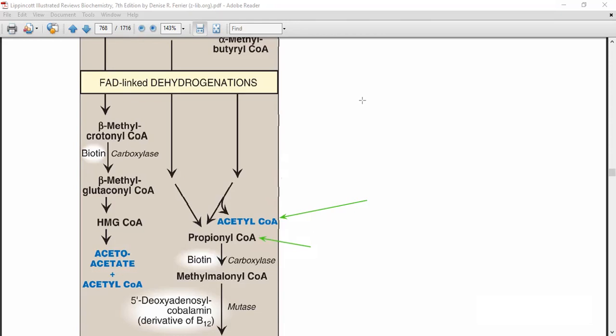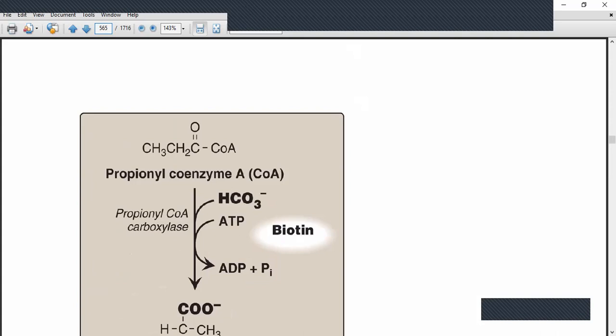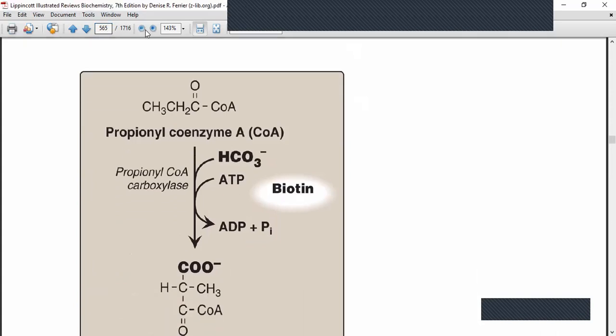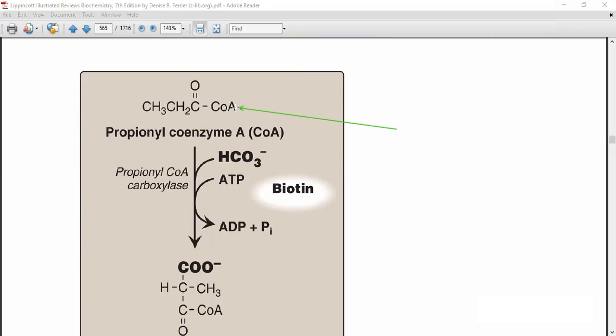Gluconeogenesis is the synthesis of glucose from non-glucose precursors, if I can say so. So how will this propionyl CoA form succinyl CoA? Let me take you back to some trip. Here we are. Now, this here is your propionyl CoA. Propionyl CoA is carboxylated by propionyl CoA carboxylase here.